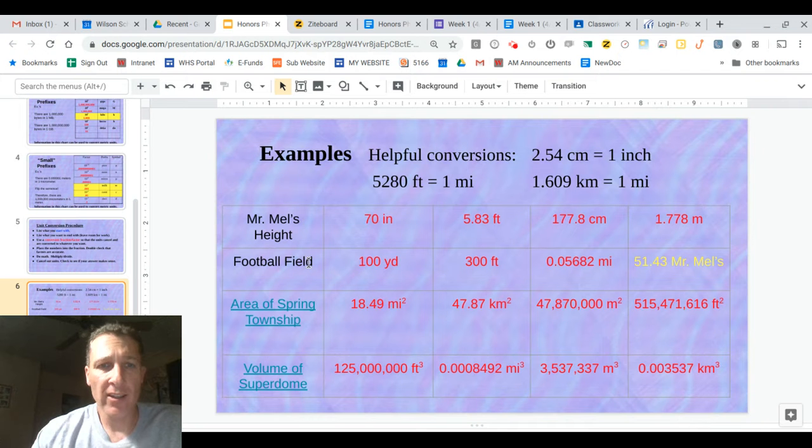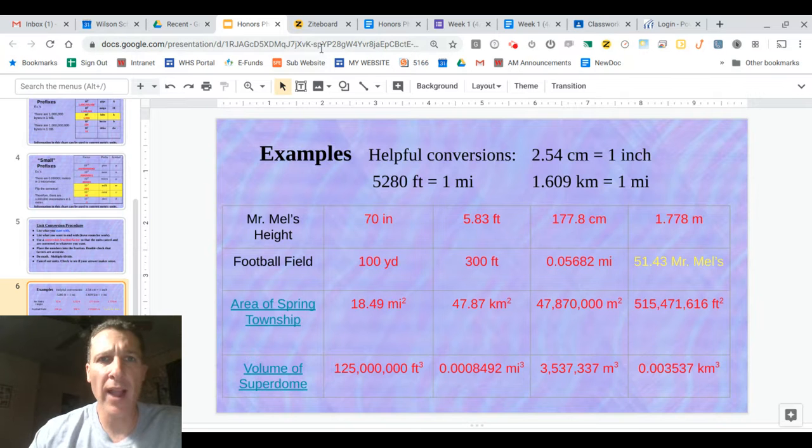I also looked at the length of a football field, but at the end converted that into a unique set of units. So here in yellow, I was able to convert the length of the football field into Mr. Mel's, where Mr. Mel is something that is 5 feet 10 inches, right? 70 inches. If I laid myself down on the field, I would need almost 52 of myself to reach to the other side of the field. You're going to have to do this in your last activity.